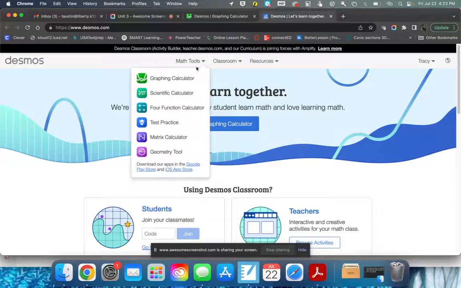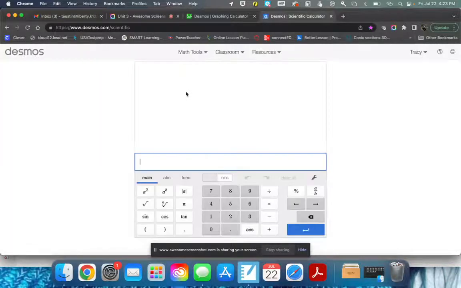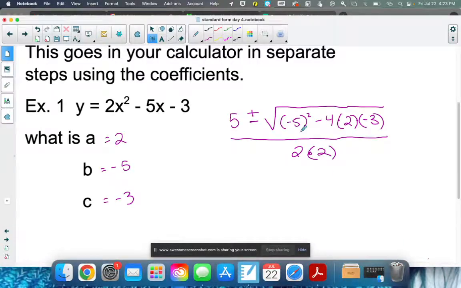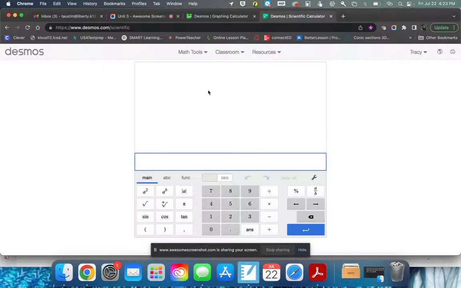All right, so Desmos Scientific should look like about like this on your iPad. So let's go ahead and type it all in based on what we had. And what we had was -5 squared minus 4 times 2 times -3.